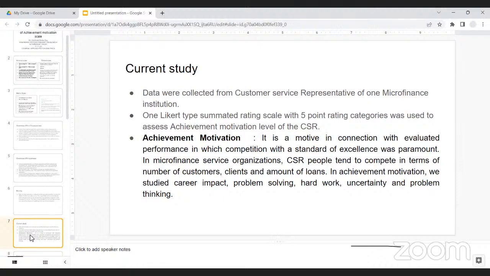Monica Sri, please read. Yes, sir. Current study: data were collected from customer service representatives of one microfinance institution. One Likert type summated rating scale with 5-point rating categories was used to assess the achievement motivation level of the CSR. Achievement motivation is a motive in connection with evaluated performance in which competition with a standard of excellence is paramount. In microfinance service organizations, CSR people tend to compete in terms of number of customers, clients, and amount of loans. In achievement motivation, we studied career impact, problem solving, hard work, uncertainty, and problem thinking.